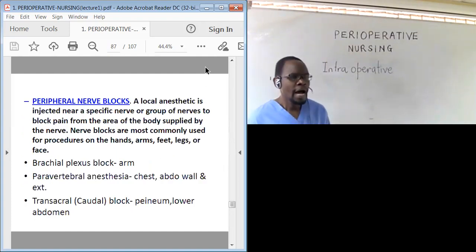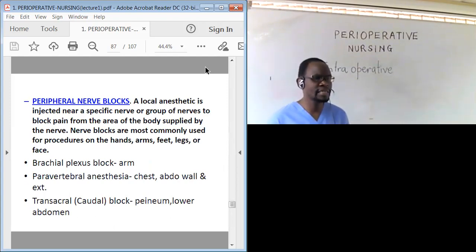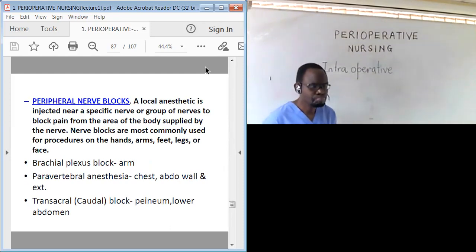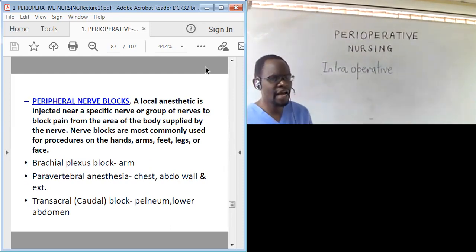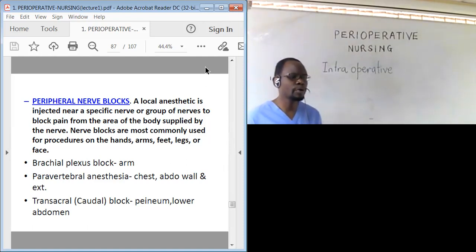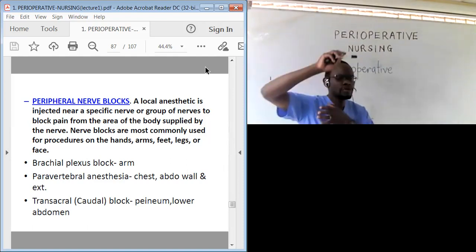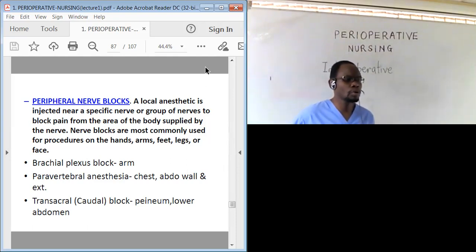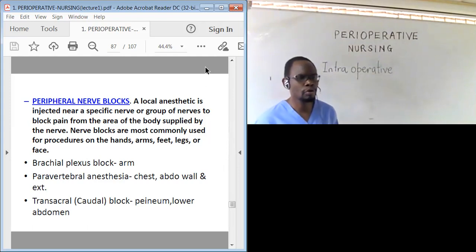And with nerve blocks, usually we have a local anesthetic injected near a specific nerve to block that area. For example, in the brachial plexus of the arm, the paravertebral anesthesia of the chest and abdominal wall, and even the transsacral block, to block the perineum and the lower abdomen. So this is what we refer to as peripheral nerve block.